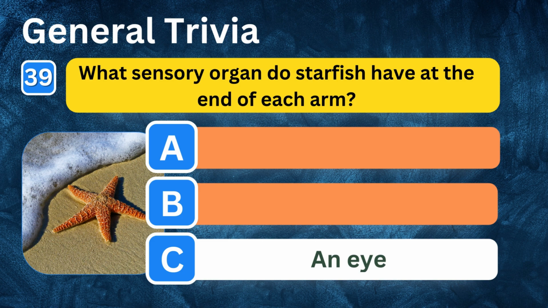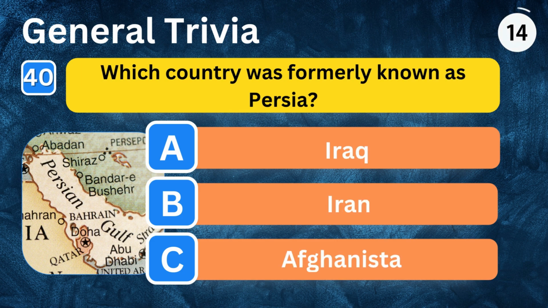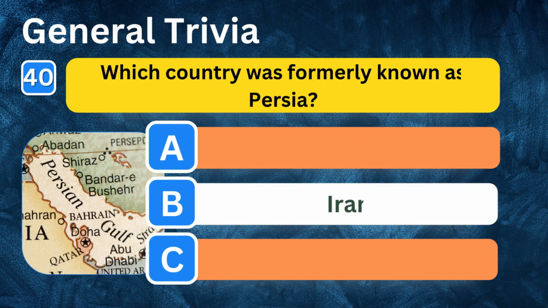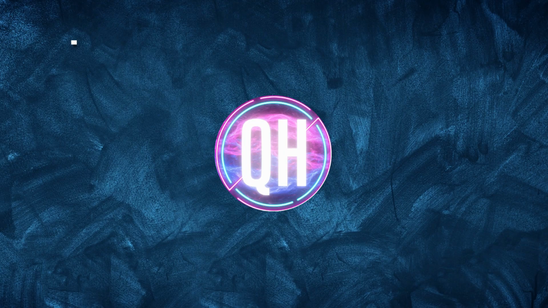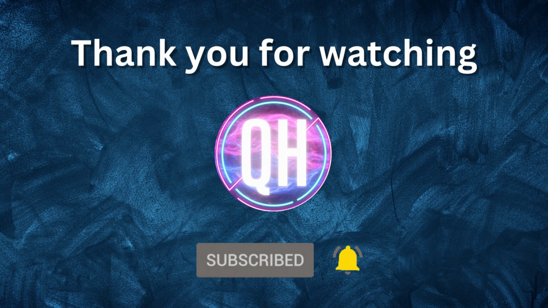And the final question of this week's quiz, question 40. Which country was formerly known as Persia? Was it Iraq, Iran, or Afghanistan? And the answer is Iran. So that brings us to the end of this week's quiz.